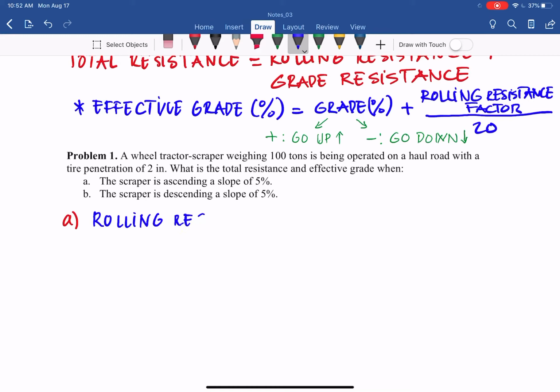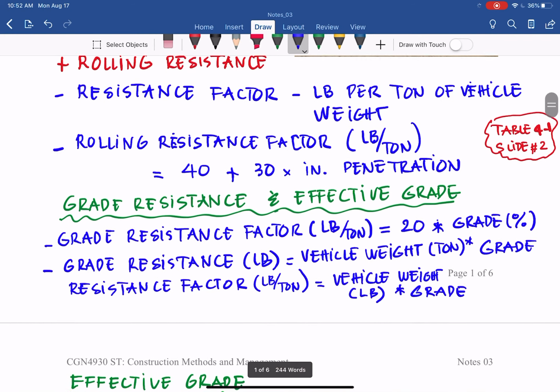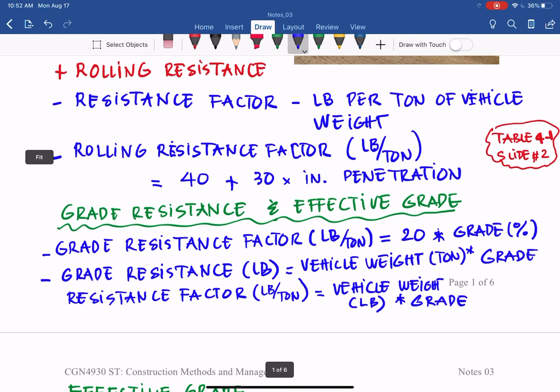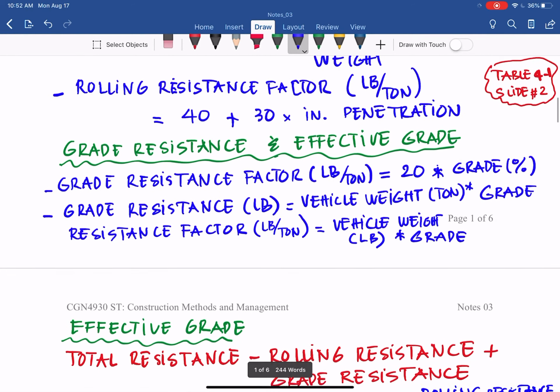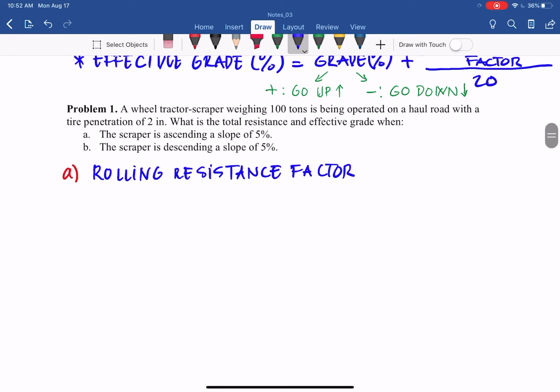resistance factor. In this case, they give us the penetration, so you can apply the equation from here. If they give you the material or the surface, you can go to table 4.1 or slide number 2, and it's also available in the reference for the midterm exam. So everything should be available. In this case, they give penetration, so you can apply the equation and the unit.